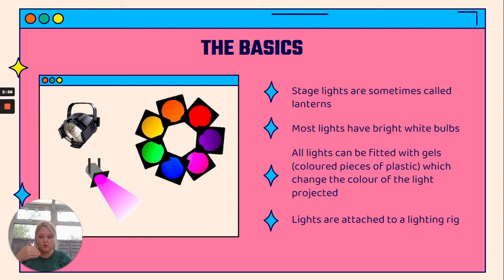If you imagine a torch and a Quality Street wrapper, the torch itself is a white bulb, but as it goes through the coloured gel, the piece of plastic, the light that is projected is a different colour. And that's how stage lights work in the theatre. All lights are attached to a lighting rig, which is just a long metal pole. They can be freestanding or they can be attached to the ceiling where all of the lights are attached.